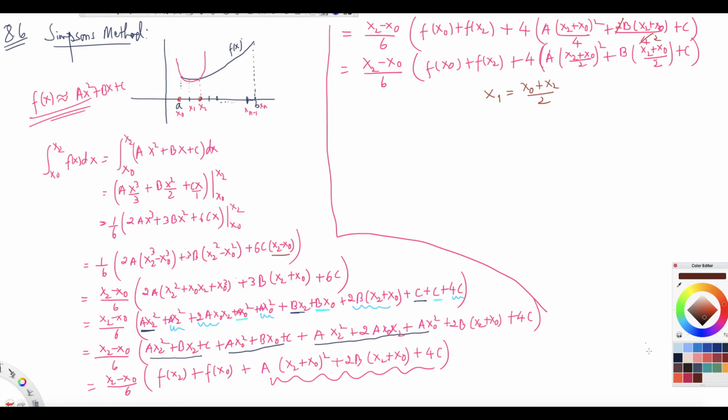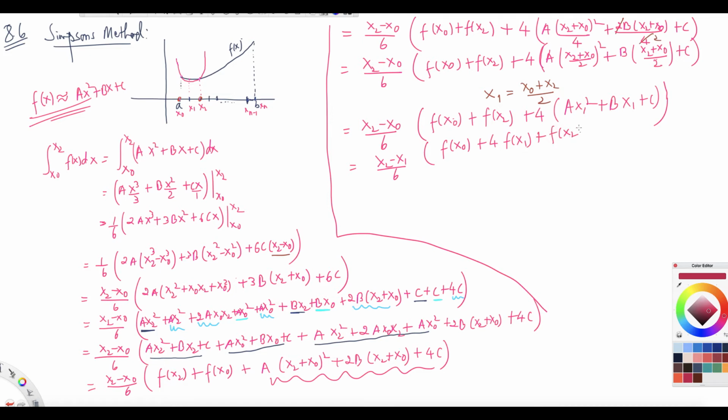So what do you get then? So you get basically x2 minus x0 over 6, and then this will be f of x0 plus f of x2 plus 4 times a x1 square plus b x1 plus c. But what is that? a x1 square plus b x1 plus c, that will be f of x1, right? So you can basically write this as (x2 minus x0) over 6, and then write down f of x0 plus 4 f of x1 plus f of x2. That's what you get. You see that now? So this is the thing.